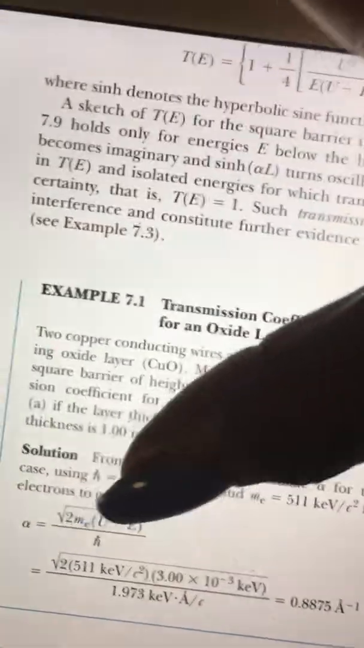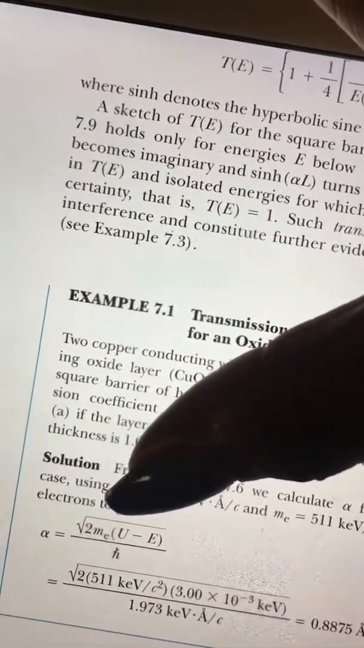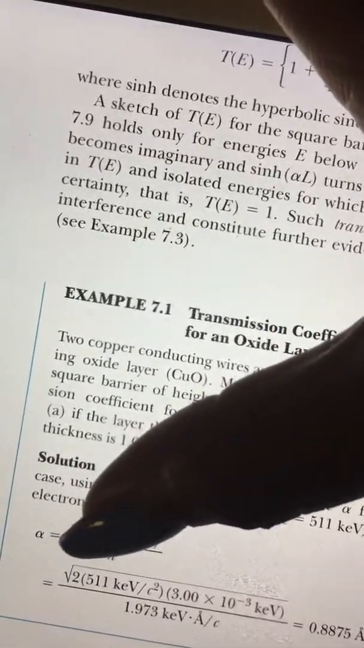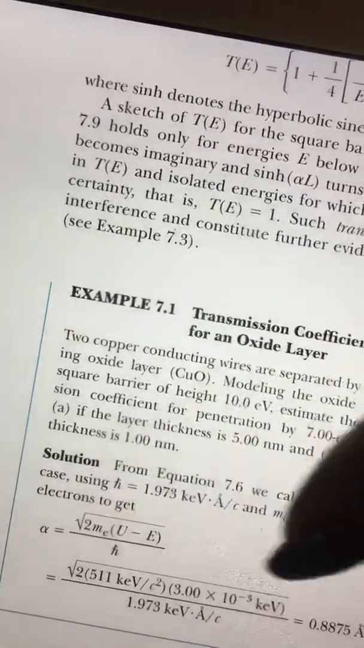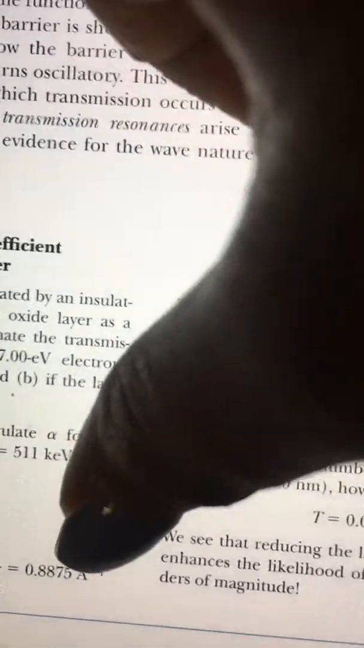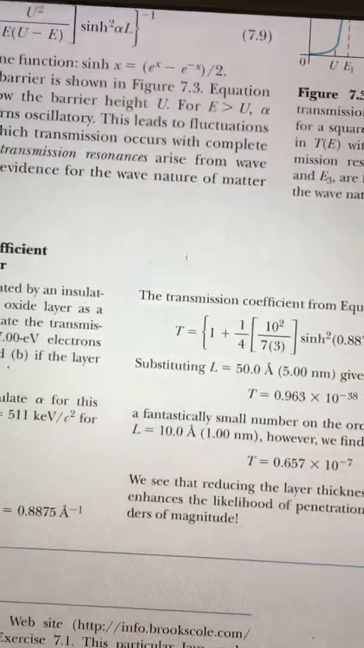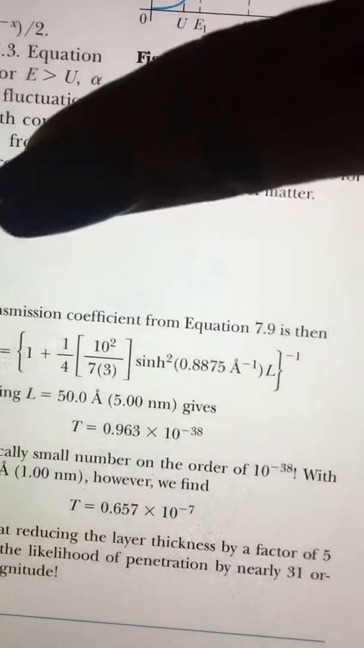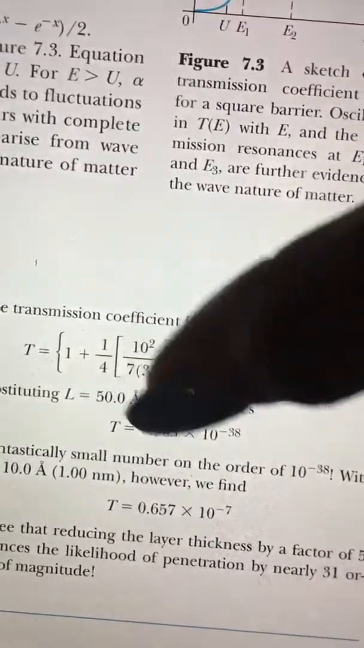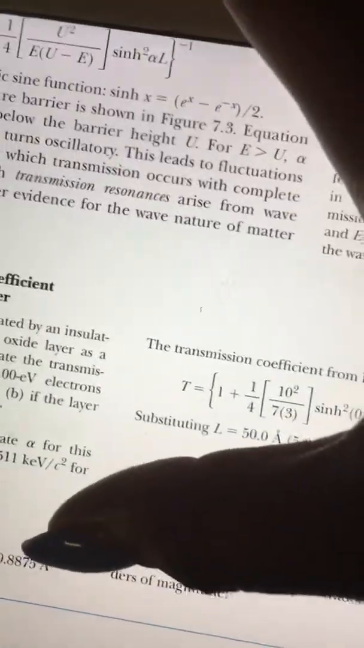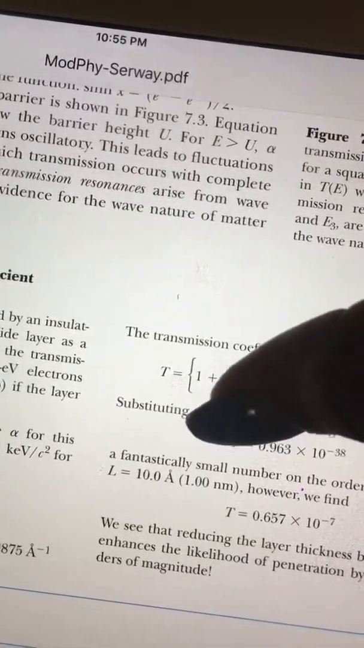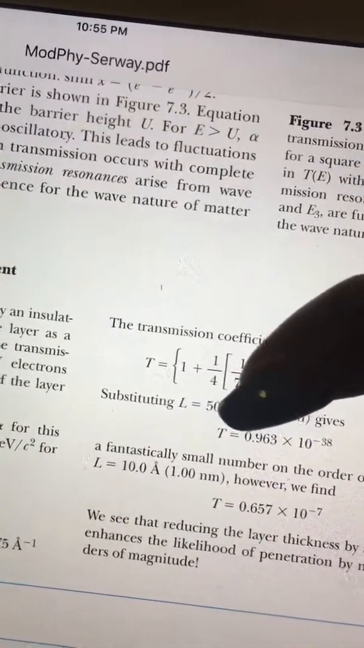So alpha is equal to the square root of 2m_e, since we're dealing with electrons, times (U minus E), which is 3, divided by h bar, and we get this as our answer. Then, with our transmission coefficient formula given, we just change the value of L to angstroms, because our answer in alpha was in inverse angstroms, so that they can cancel out and we can get our transmission coefficient.